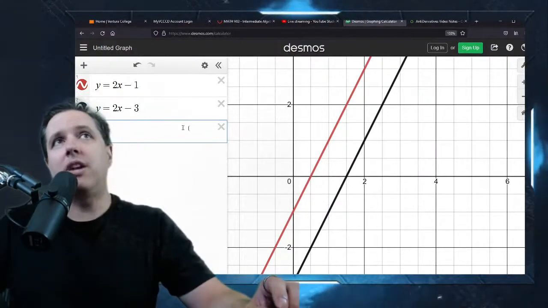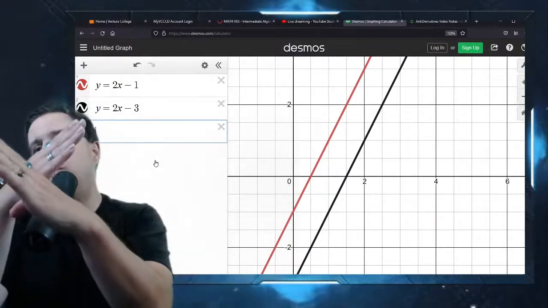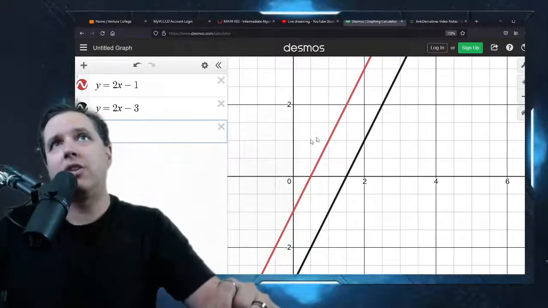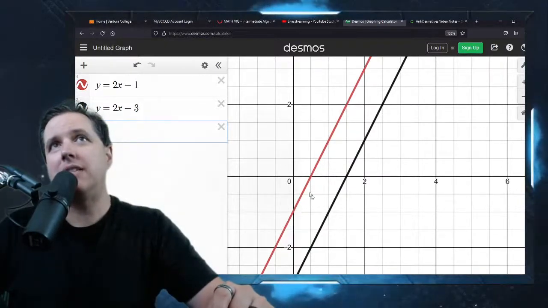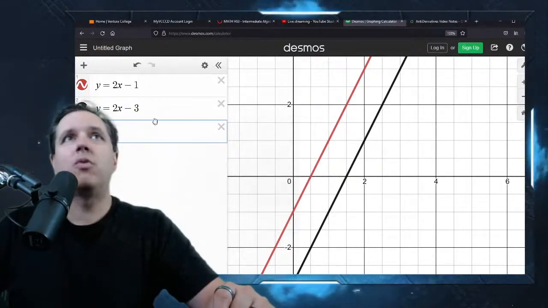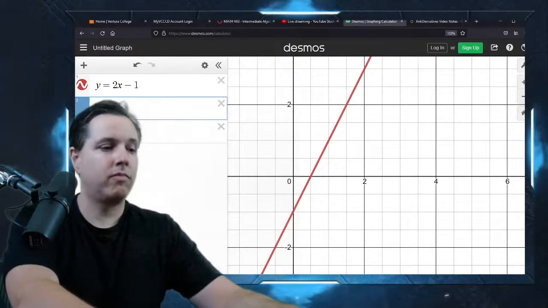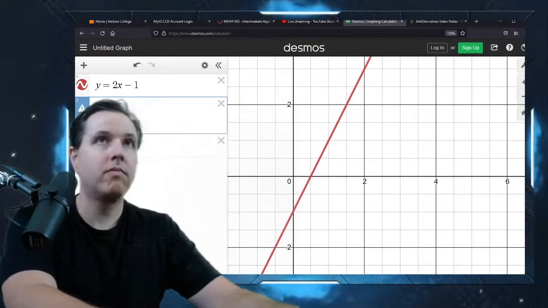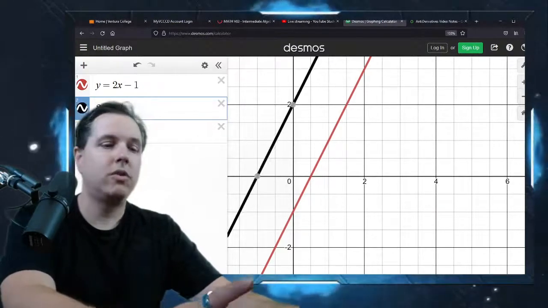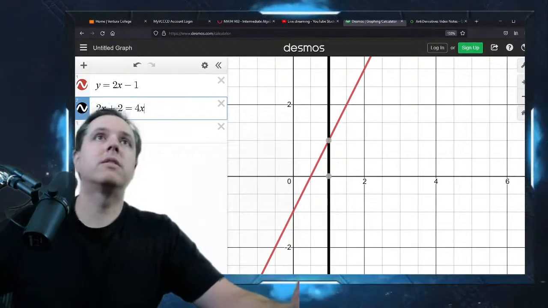Okay, so we saw the situation where we had what happens most of the time, which is two lines that cross at an intersection point. That intersection point is your solution. We've now looked at this case where we have two parallel lines that are never going to have a point of intersection. Well, what if we had this? 2y plus 2 equals 4x.